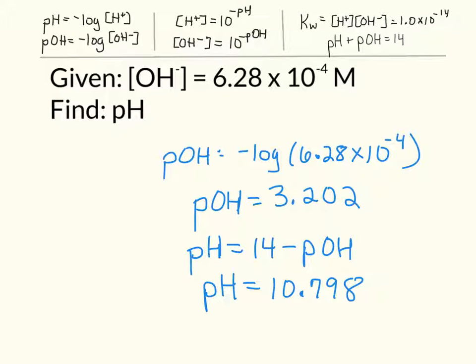There are many different ways you could solve this problem. I chose to take the hydroxide concentration and get the pOH, and then from that get the pH. Now the hydroxide concentration has 3 sig figs, so I expressed my pOH to 3 decimal places. Likewise, then I expressed my pH to 3 decimal places.